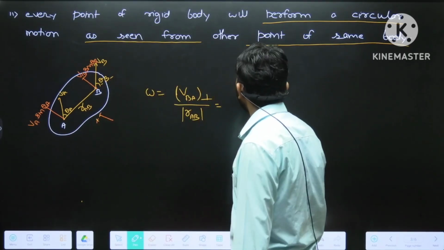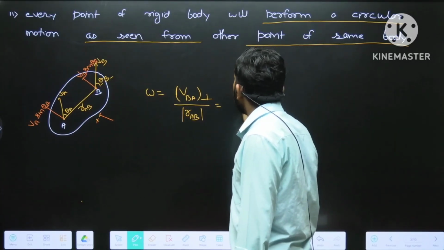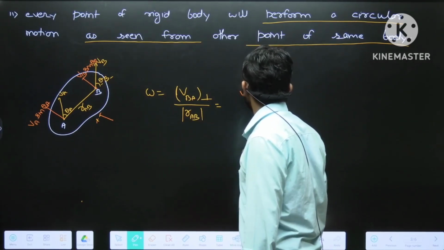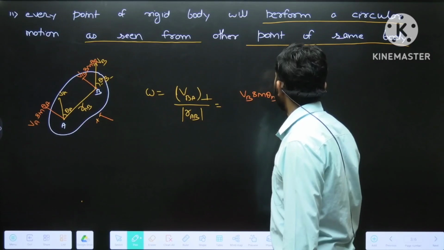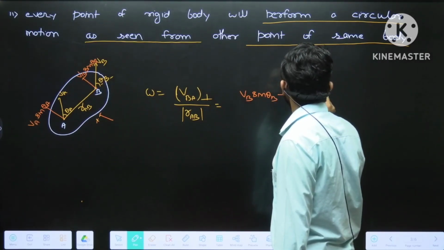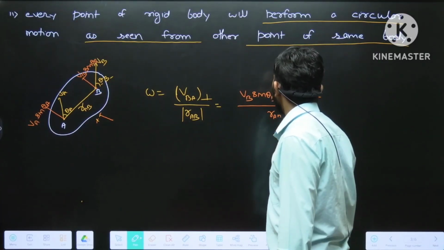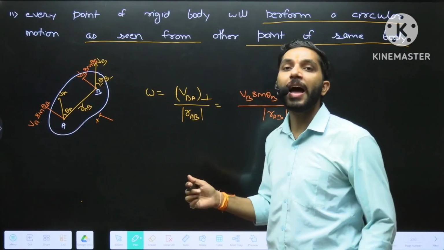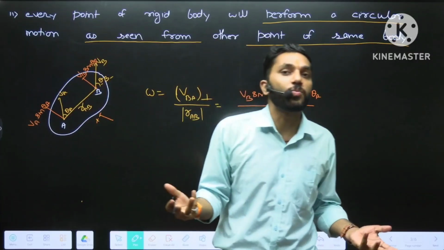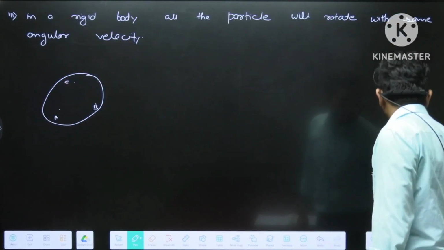then what will be the angular speed or angular velocity? It will be VB sin theta B minus VA sin theta A, divided by RAB. This will give us the angular speed of any point with respect to any other point. Is this clear?